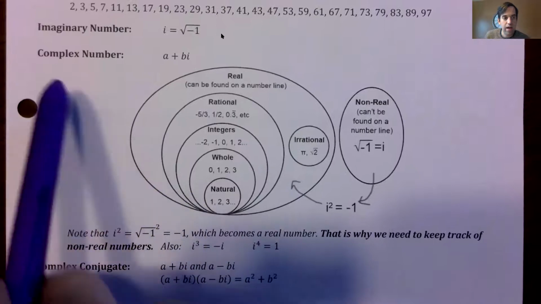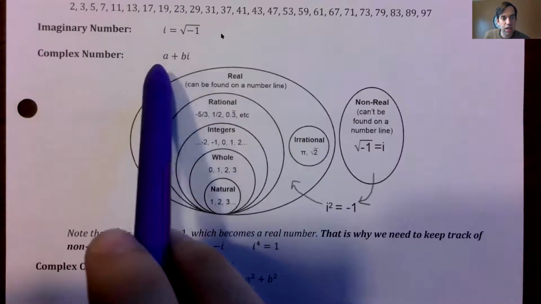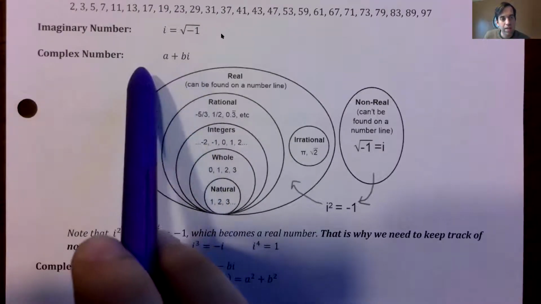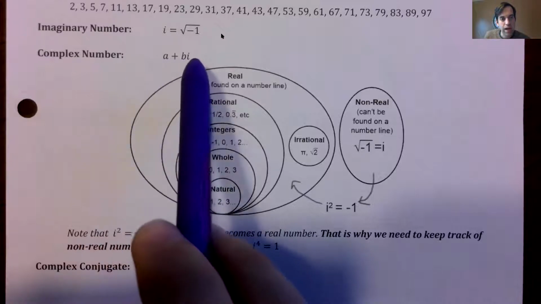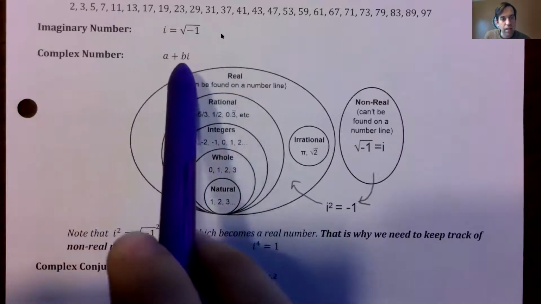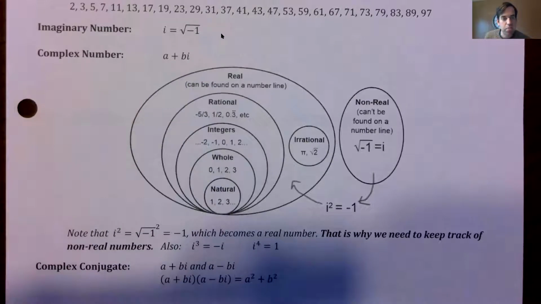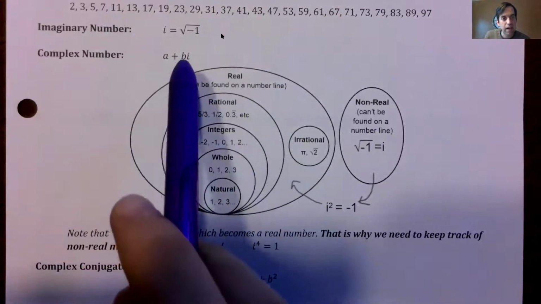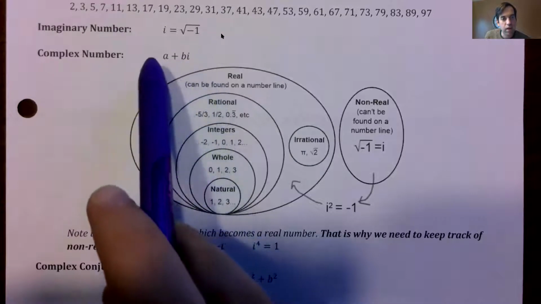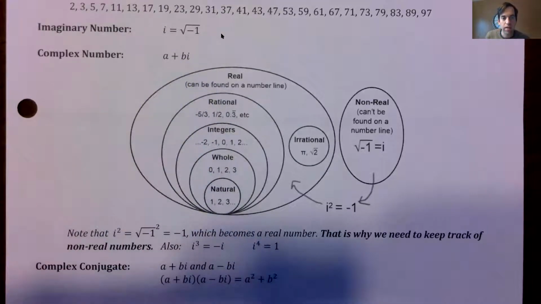If it's a complex number, so it might have imaginary and real components, we always list it as a plus bi. a and b are some number, or they might have x in them. The i always has the imaginary component, and the a would always be the real component.